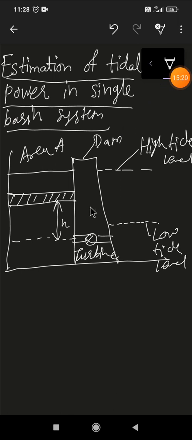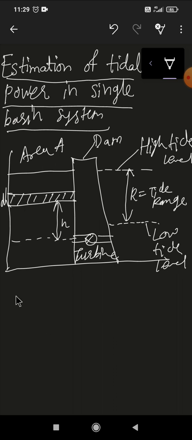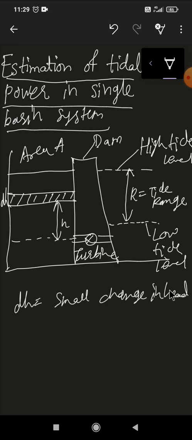Now we will define some variables. R is the tide range, H is the intermediate depth, and dH is a small change in head. A is the surface area of water, m is the mass flow of water through the turbine, and rho is the density of water.